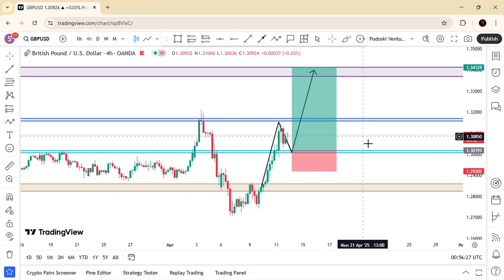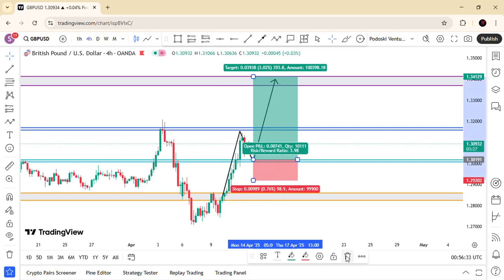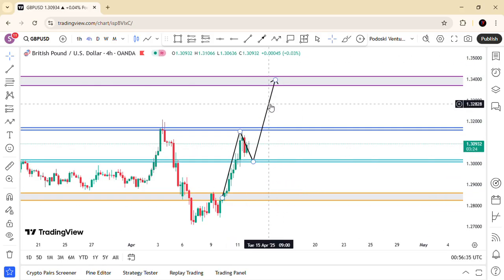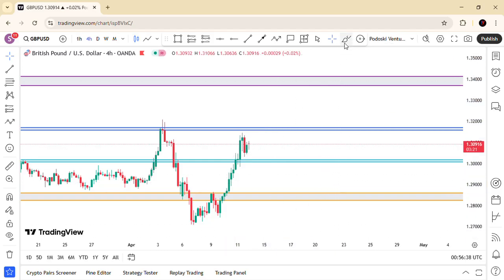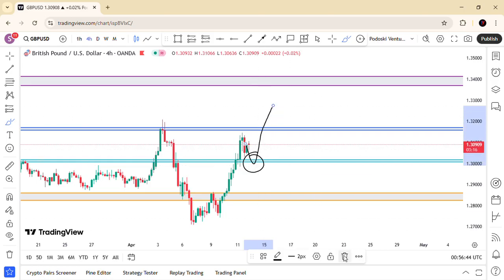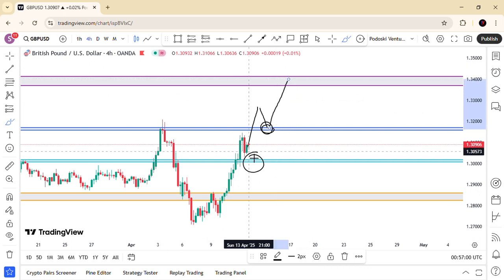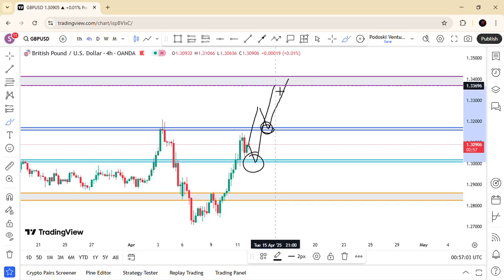But if price fails to drop to the zone which we are expecting, it fails to drop for an entry, but rather moves all the way up, breaking the 4-hour resistance, then we just wait for price to retest this zone, then we get a candle confirmation over here, then we buy all the way to the upside.